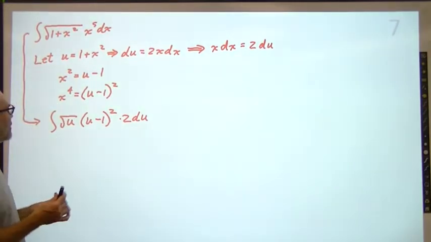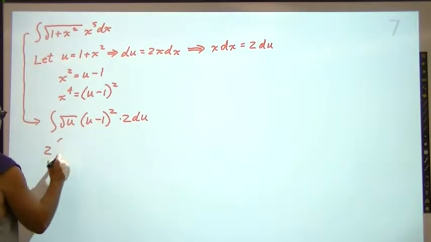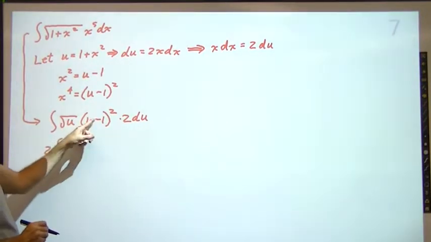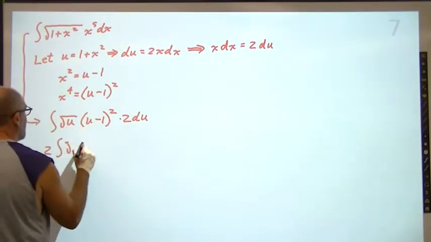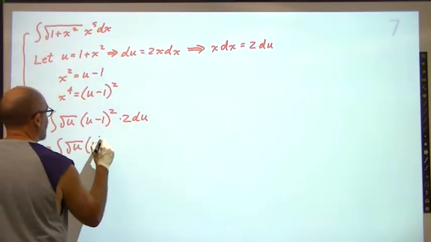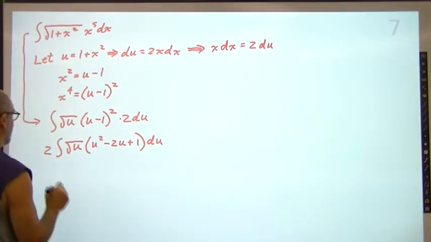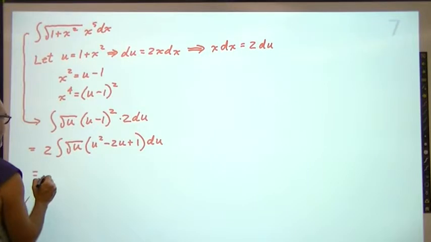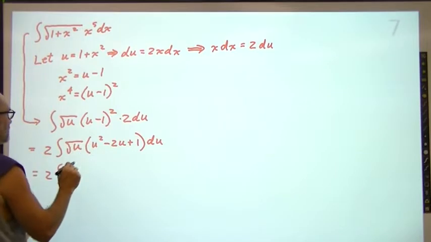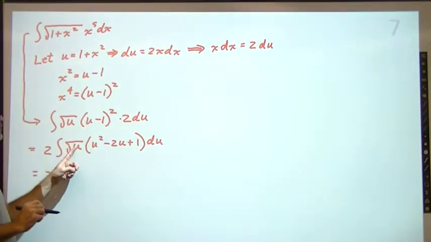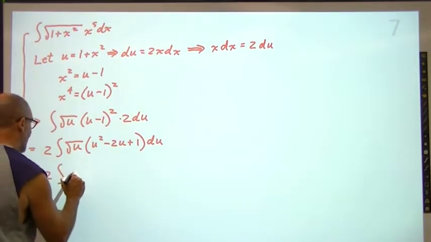So now, here's what I end up with. I'm going to take my 2 outside here. Now I distribute this binomial, and I end up with the square root of u times u squared minus 2u plus 1 du, which equals 2 integral of, now let's just distribute the square root of u. This is really a u to the 1/2. So 1/2 plus 2 is 5/2.